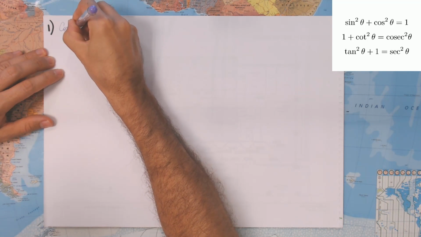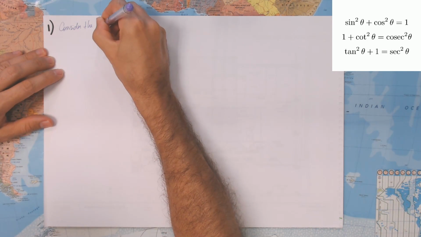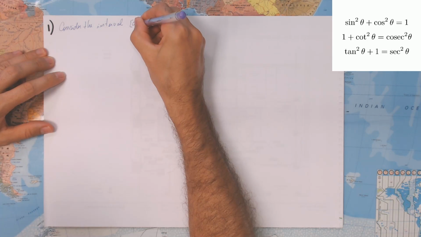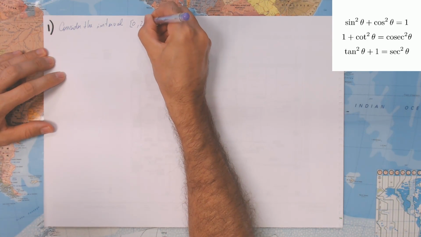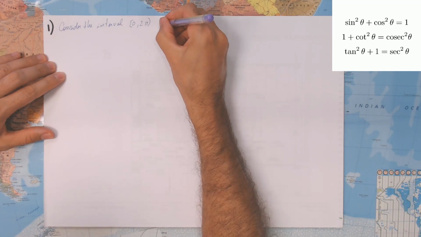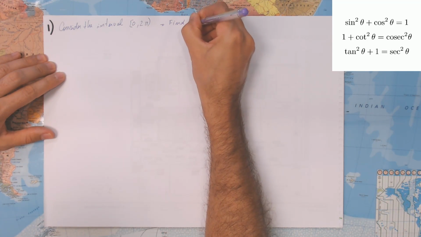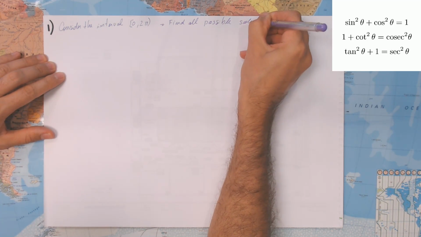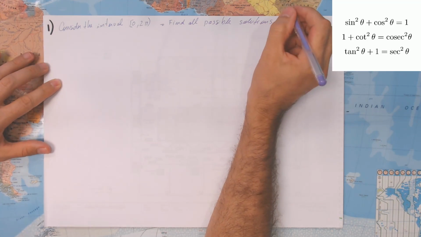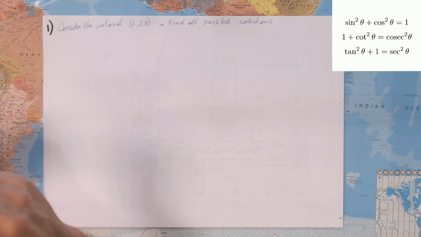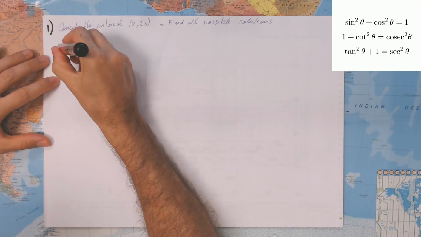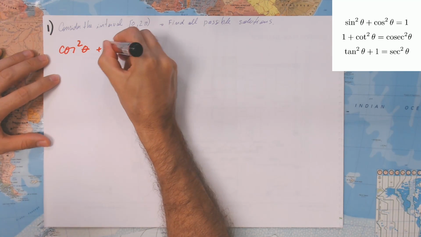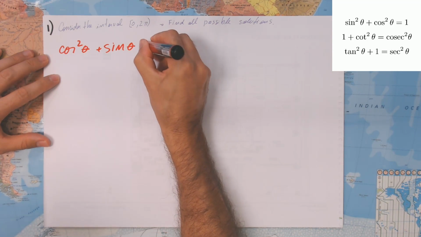Consider the interval from 0 inclusive up to 2 pi. Find all possible solutions. Okay? Now let's see. The first one, I want you to think about it. It is going to be this one: cosine squared of theta plus sine of theta equals 1.